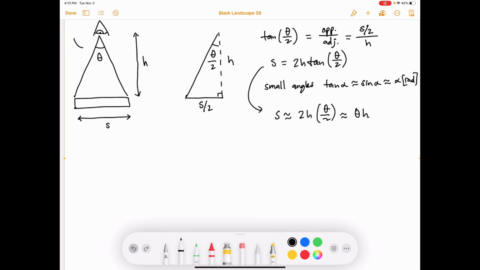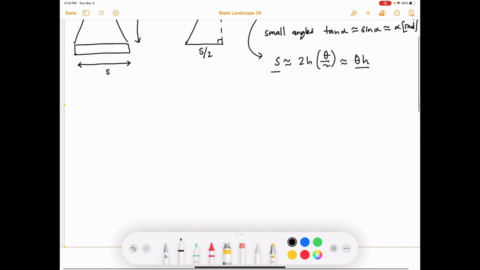Okay? Another way of seeing this is, if we go back to the original picture, if the angle is small, then this distance s can be considered to approximately be an arc length on a circle. So remember, arc lengths are given by an angle times a radius. So in this case, the radius would be h, the angle would be theta, so theta times h equals the arc length s. Okay, that's another way of seeing the result, that s is approximately equal to theta times h.